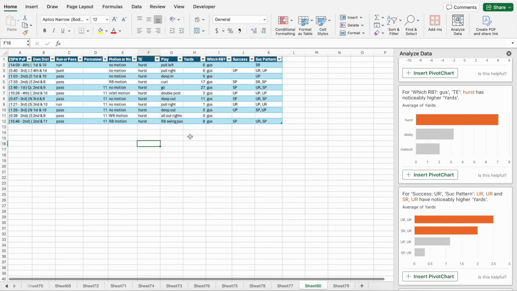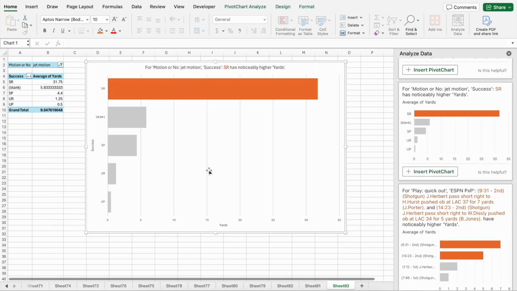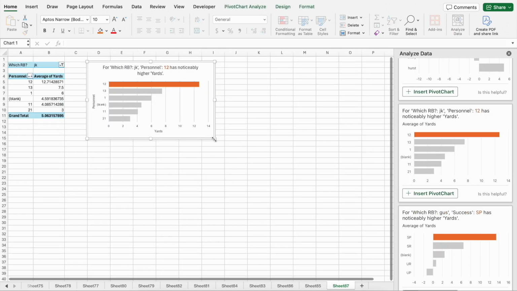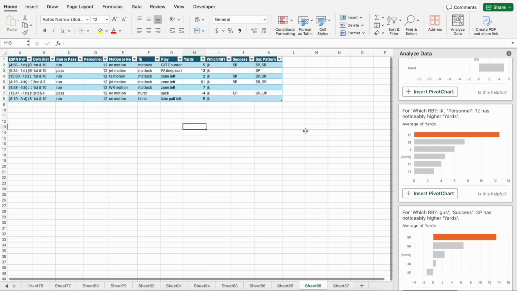You can see there is quite a bit of unsuccessful plays: 1, 2, 3, 4, 5, and there's 6 successful. So it's kind of 50-50. Jet motion and successful run has noticeably higher yards, about 4 of those. JK with 12 personnel has noticeably higher yards. Good amount of those, so that's pretty useful. Most of those are positive plays.